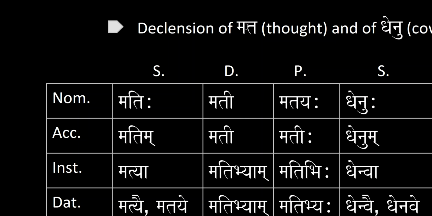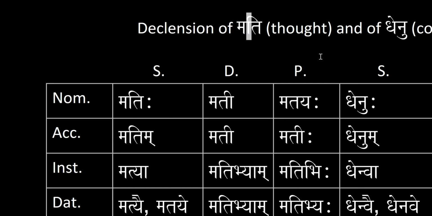I'm going to put back the vowel here so that we know what we're starting with. So we have mati, which means thought. So nominative, singular, dual, and plural: matihi, mati, matayaha. Accusative, singular, dual, and plural: matim, mati, matihi. Instrumental, singular, dual, and plural: mataya, matibhyam, matibhihi.